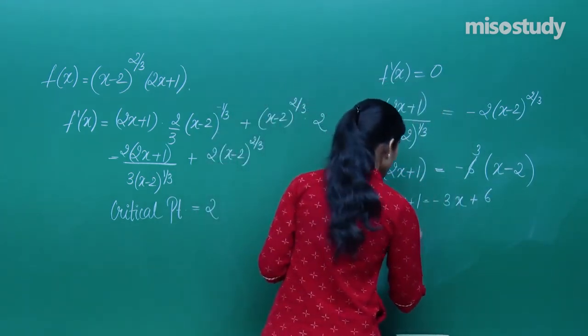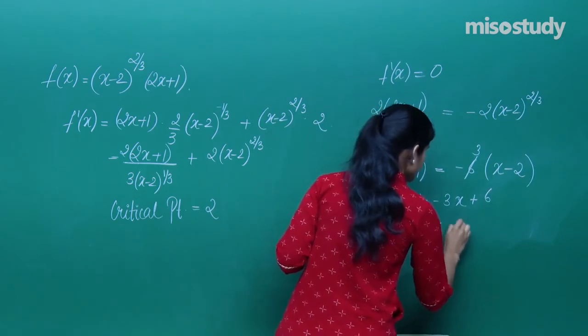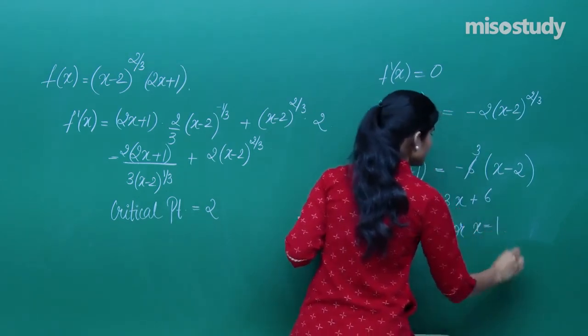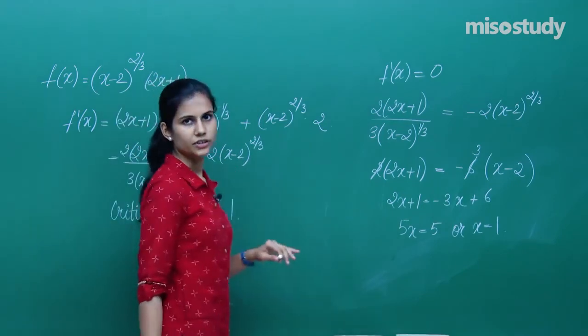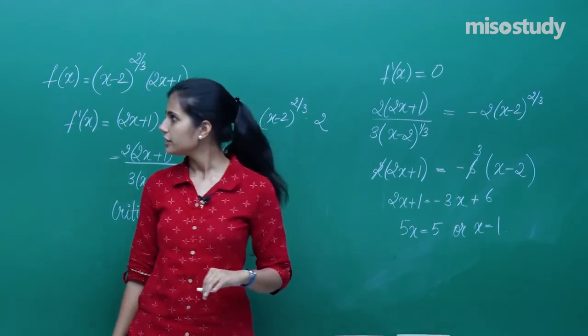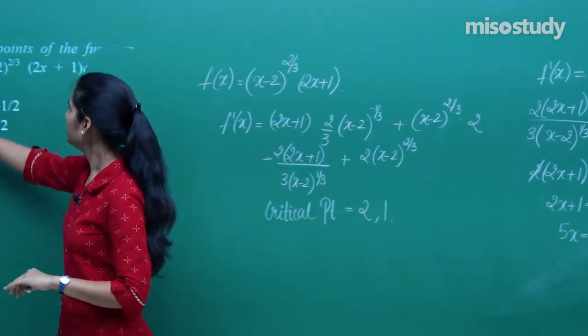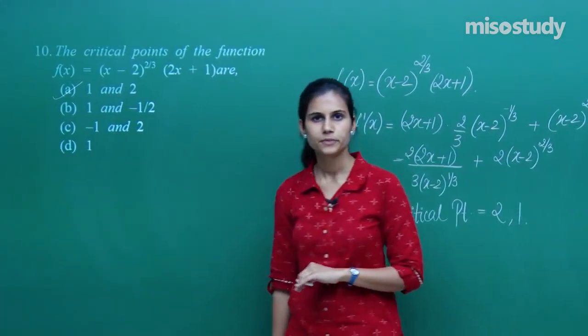So you get 5x equals 5 or x equals 1, and therefore 1 is another critical point, and therefore the critical points of this function happen to be 1 and 2. Practice these questions nicely.